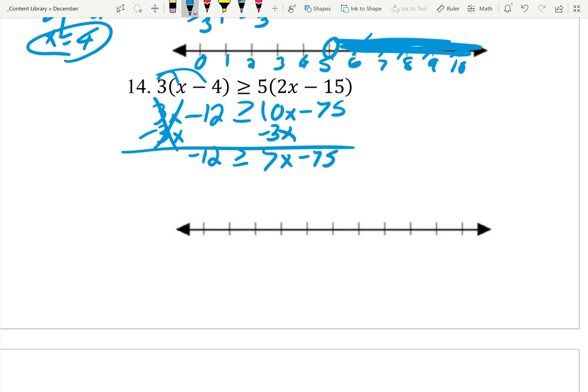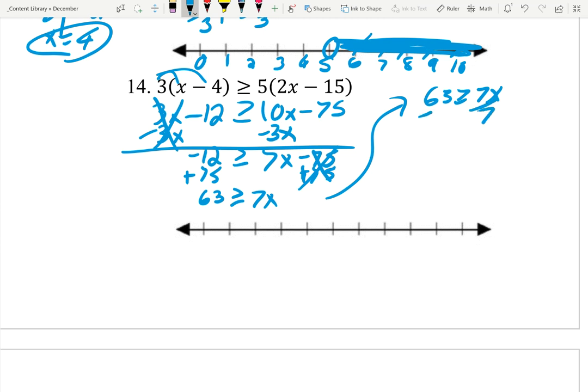It's very much the same thing as number 13. We'll add 75 here to cancel it out. Add 75. So this is going to be 63 greater than or equal to 7x. So let's move that over. 63 greater than or equal to 7x. So we'll divide by 7. And again, I'm dividing by positive, so the sign does not need to change. We end up having 9 greater than or equal to x.